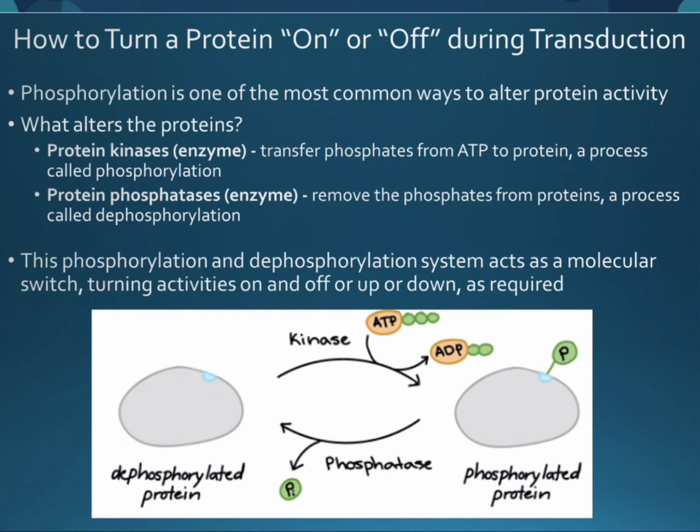That's going to transfer the phosphate from ATP to a protein, a process called phosphorylation. And then you have protein phosphatases, which are going to remove the phosphates from the proteins, a process called dephosphorylation. So the phosphorylation and dephosphorylation business acts as a molecular switch, turning activities on and off, or up or down as required by the cell to help this signal transduction pathway.